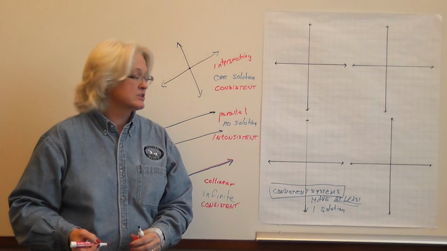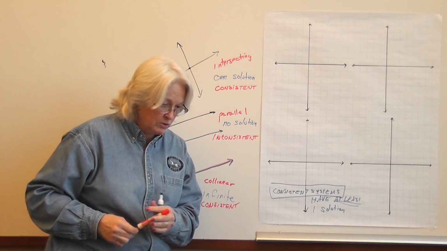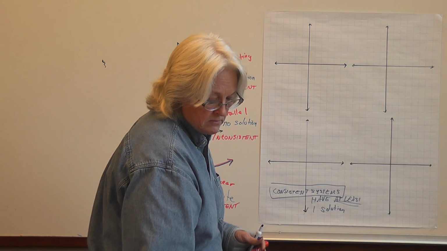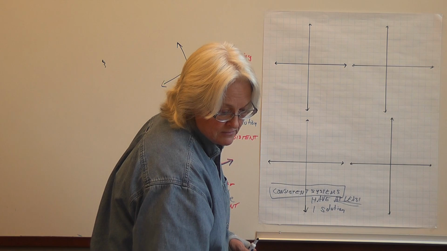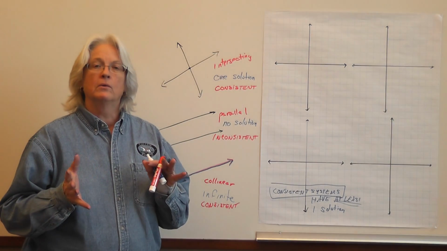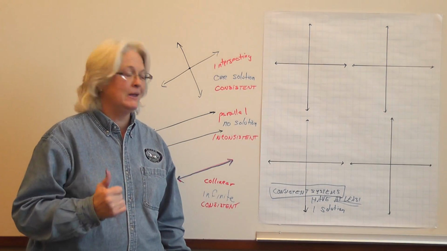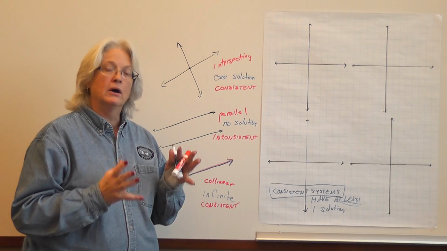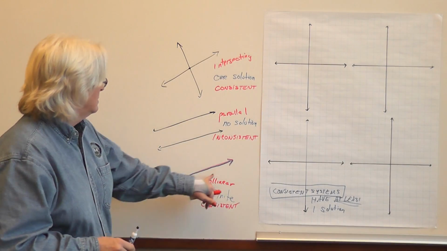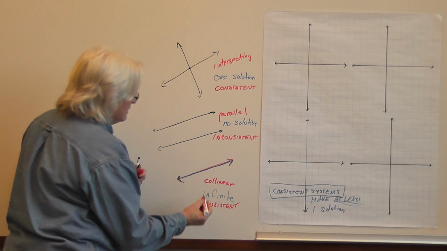Now, there's another definition that we need to have, and we're talking about dependent systems. We're going to have dependent and independent. A dependent system of equations has an infinite number of solutions. We have an infinite number of solutions, so this is dependent.